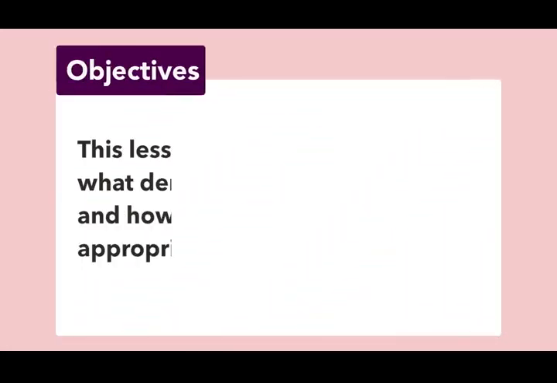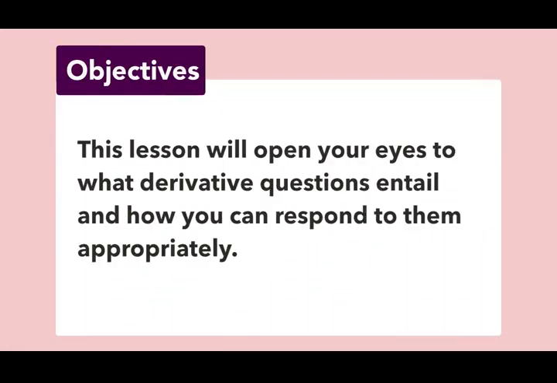In our last lesson on comprehension, we learned about content questions and how to respond to them appropriately. Another type of comprehension question you may encounter in your English examination is the derivative question. In this type of comprehension question, you are required to read the passage understandably and derive answers from the facts or information given in the passage. This lesson will open your eyes to what derivative questions entail and how you can respond to them appropriately.